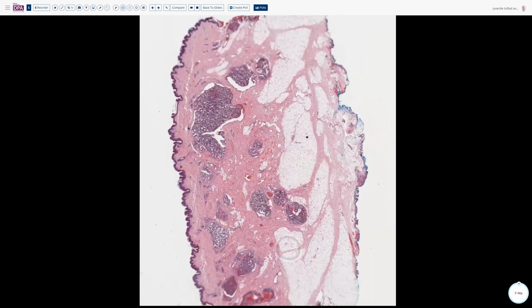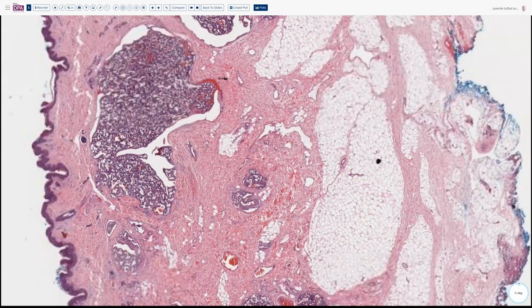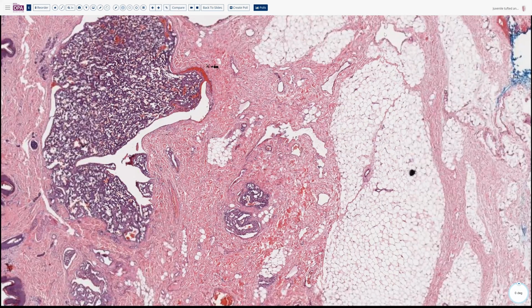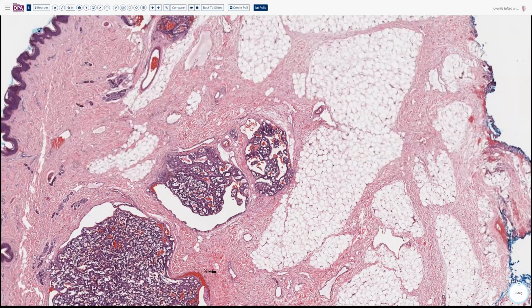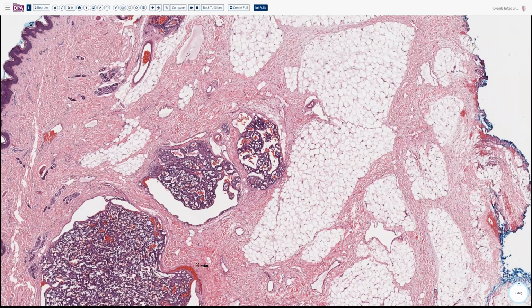So here's our target areas, but look at this right here. Oh, dilated lymphatics. Come over here. Dilated lymphatics. That's a very characteristic and useful feature to be able to come back and identify in this lesion to define it as tufted angioma.